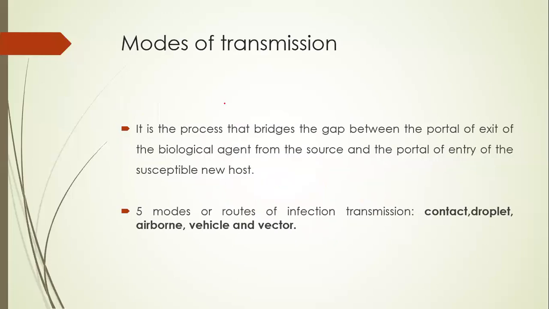Then modes of transmission: it is a process that bridges the gap between the portal of exit of the biological agent from the source and the portal of entry of the susceptible new host. We have already seen what exactly it is. There are mainly five modes: contact transmission, droplet transmission, airborne, vehicle, and vector. In the previous slide we had seen vehicle and vector under indirect transmission.